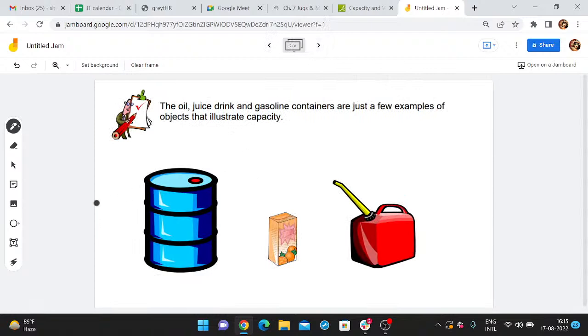अब हमें कैपेसिटी को थोड़ा सा डेप्थ में पढ़ना है. सो वी हैव दीज 3 पिक्चर्स हियर. The definition of capacity is as follows. The oil, juice, drink, and gasoline containers are just a few examples of the objects that illustrate capacity.